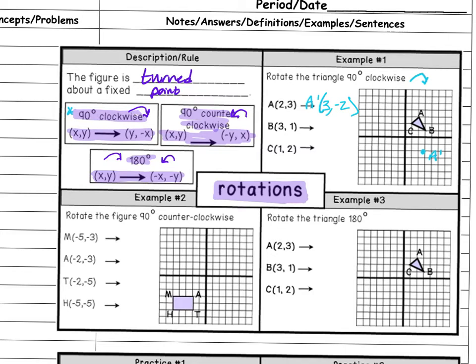Okay, so now we're going to do B, and B prime, we're going to do the same thing: (1, -3), right? My y becomes my x, and I change the sign on my x, and it becomes a y. So B prime is (3, -1). There we go. And then C becomes C prime, and y becomes x, so that's 2, and then a negative x, so (2, -1), and this is C prime. And I am going to draw this in from C.